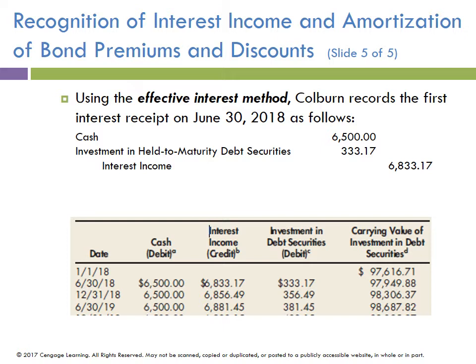How much of the discount is amortized? 333.17, the difference. We actually debit the investment because we're trying to increase it up to the face value. So you don't keep a separate discount or premium account when you hold an investment. You just increase or decrease your investment account for that discount or premium, amortized for that interest period.